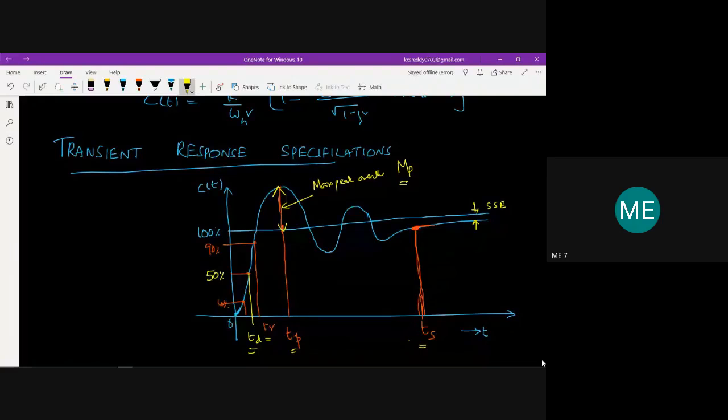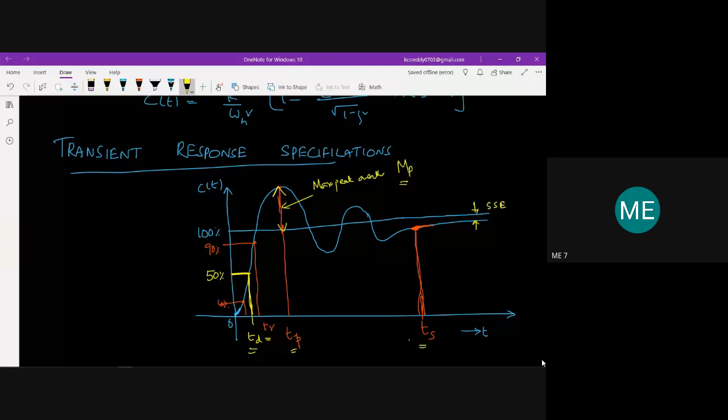So here, as I told, the delay time is TD. Delay time is nothing but the time required for the response to reach 50% of its final value. How much time it requires to reach 50% of its final value is called the delay time.